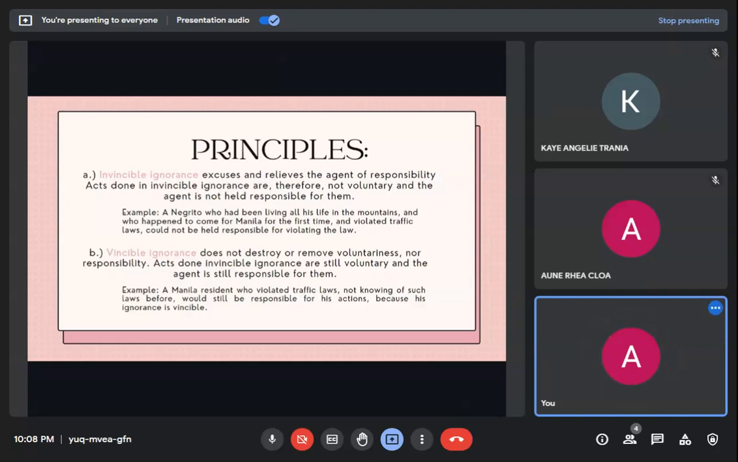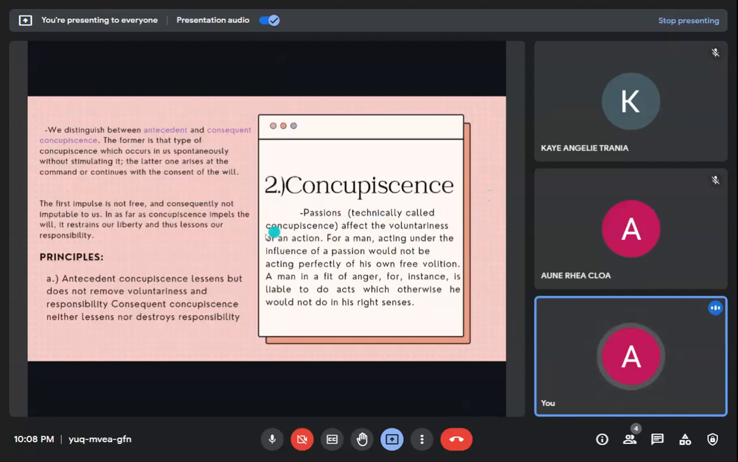So, the second one is the concupiscence, which means the passions, technically called the concupiscence. It affects the voluntariness of an action, for a man acting under the influence of a passion would not be acting perfectly of his own free volition. A man in a fit of anger, for instance, is liable to do acts which otherwise he would not do in his right sense.